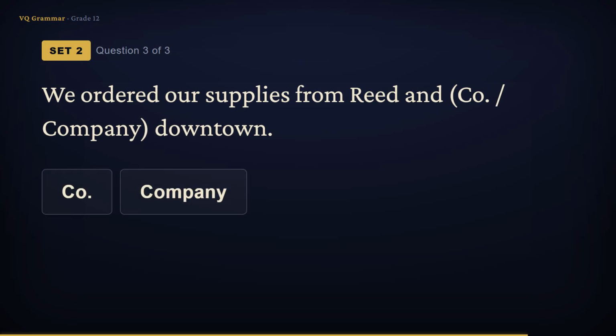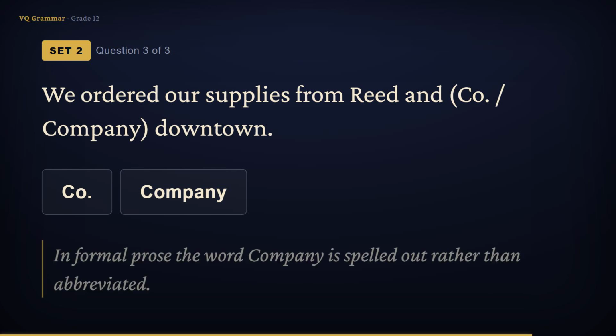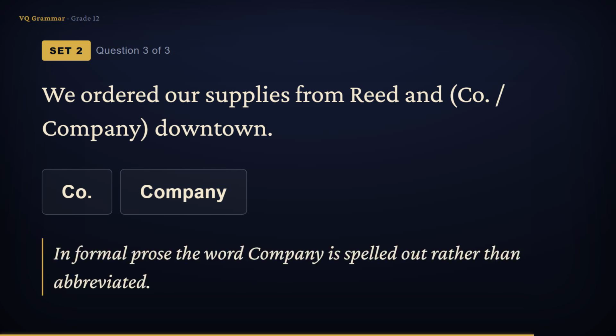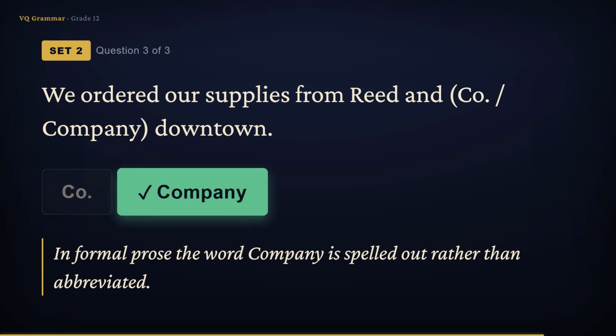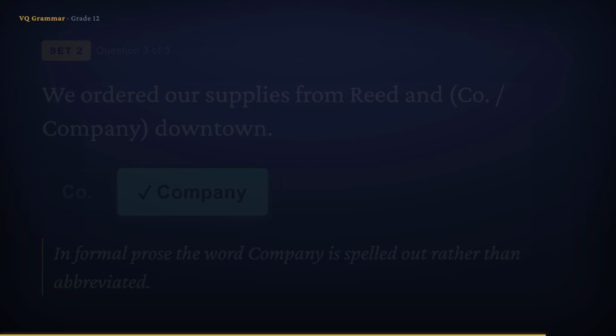We ordered our supplies from Reed and blank downtown. Co. abbreviated or Company in full? In formal writing, we spell out the whole word rather than shrinking it. So it reads, we ordered our supplies from Reed and Company downtown.